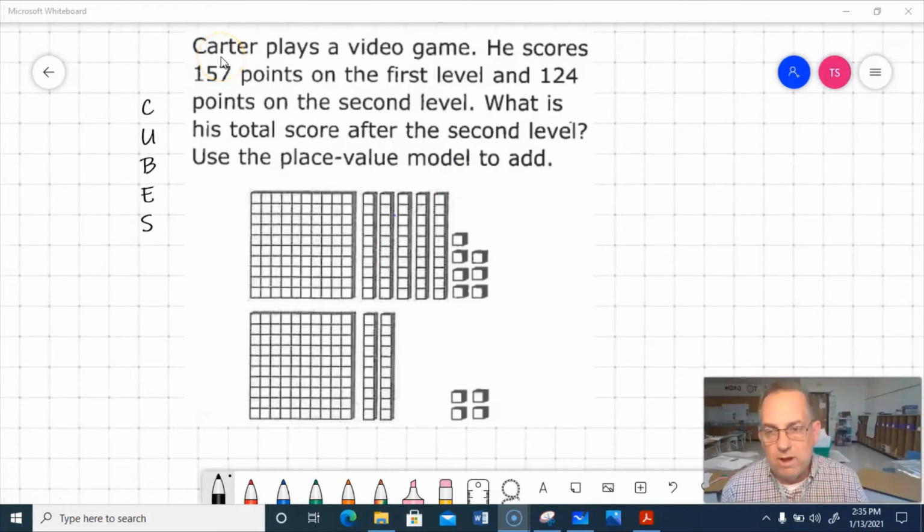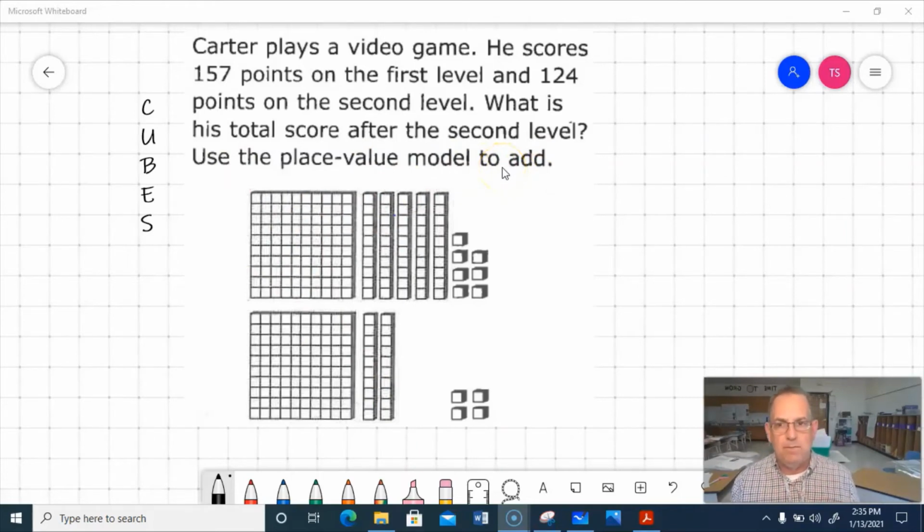Okay, let's look at this next problem here. It says Carter plays a video game. He scores 157 points on the first level and 124 points on the second level. What is his total score after the second level? And use the place value model to add. So that's what we'll do. We'll use the place value model to add. And it says right there it's an addition problem.